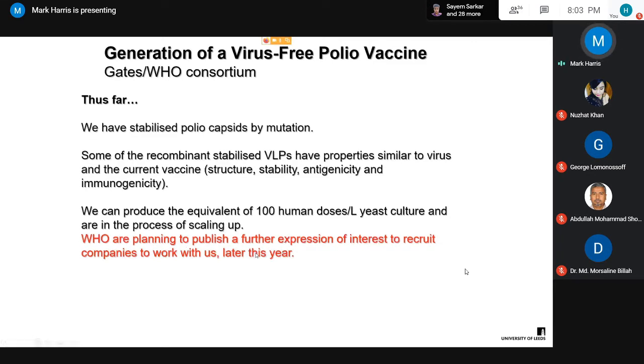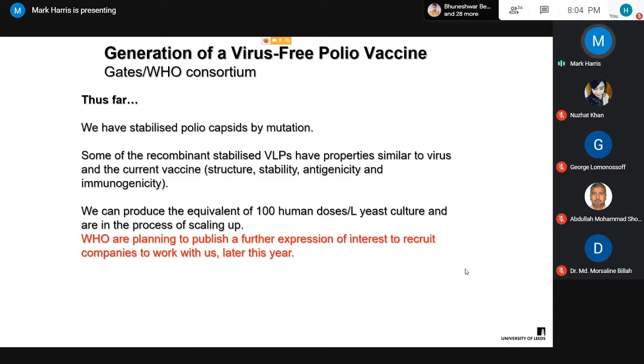The other thing is that there are differences between some of the VLPs, the yields are different and some of the characteristics are different, and we need to understand that in a little bit more detail. However, I've shown you that we have been able to stabilize the polio capsids, and that these have a lot of properties that are similar to the current vaccine. So they're looking very promising as a vaccine candidate. And as WHO has already put out an expression of interest for companies and CROs to work with us. This got interrupted by the current pandemic, but they're going to issue that again. So hopefully we can move forward with upscaling.